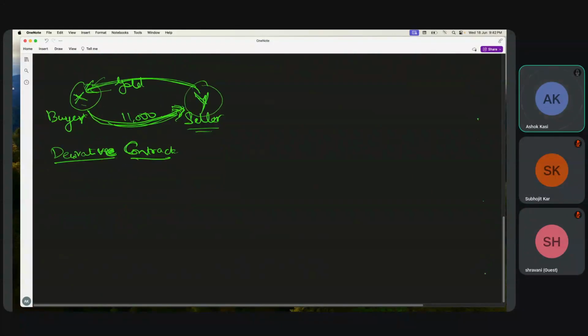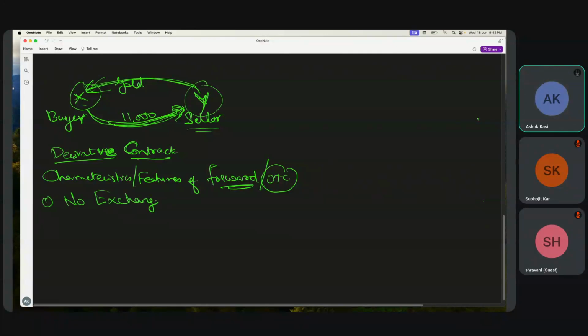Now what are the characteristics or features of forward? You can even say OTC also, it is fine. Over the counter contract also, because whatever you speak about forward, it is applicable for OTC as well. So what are the characteristics? Number one, no exchange is involved. That means no stock exchange is involved. Fine, that is one.